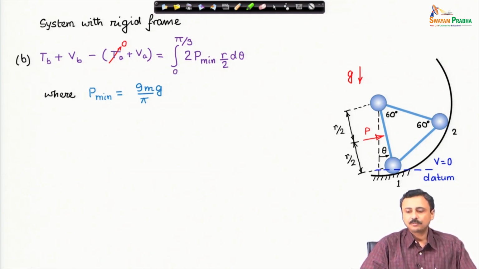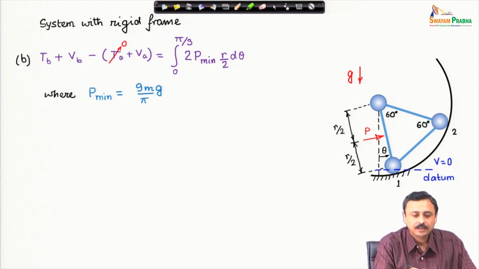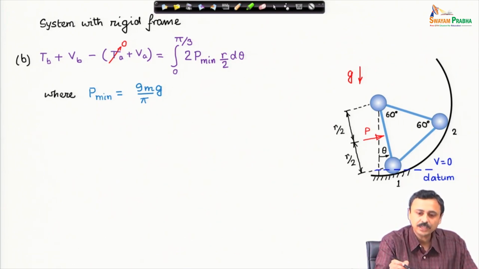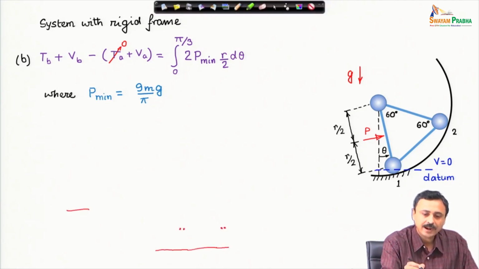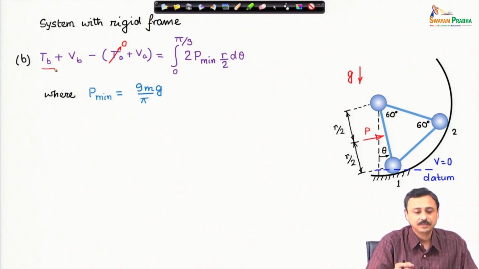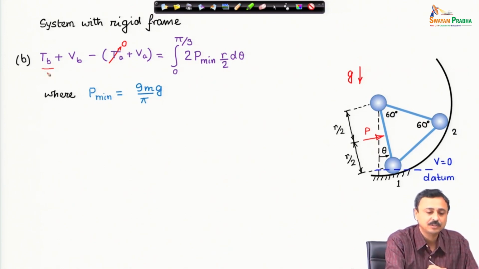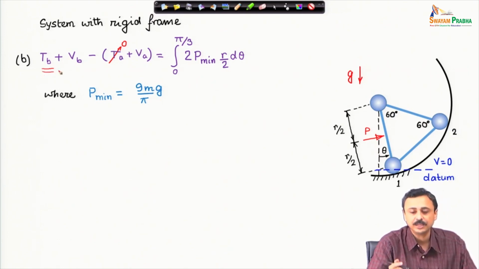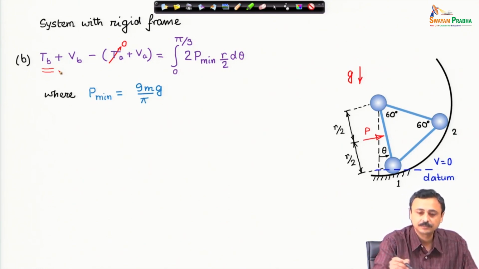In the second part of this problem, we have to find the common velocity of the two particles 1 and 2 when 2 times this P min is applied. In place of P min, we are applying 2 times P min. Then again writing down the work energy relation, we note that at the final state the system will have some velocity, because now we are applying 2 times P min. Therefore there will be a kinetic energy contribution in state B when theta equals 60 degrees.